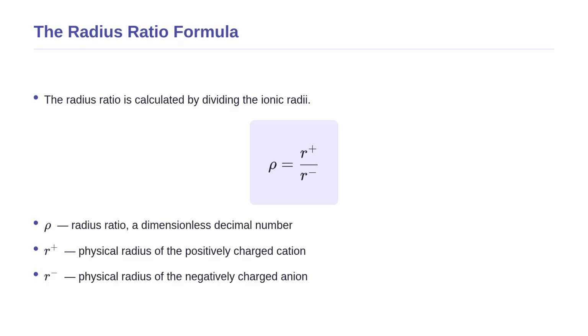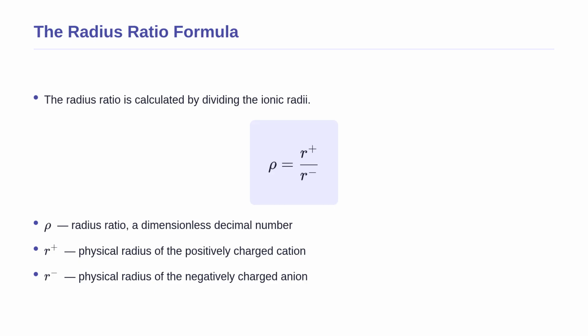This brings us to the mathematical formula used to calculate this ratio. The formula is beautifully simple. We find the radius ratio, represented by the Greek letter rho, by dividing the radius of the cation by the radius of the anion. Because we are dividing a length by a length, the units cancel out, leaving us with a pure decimal number.